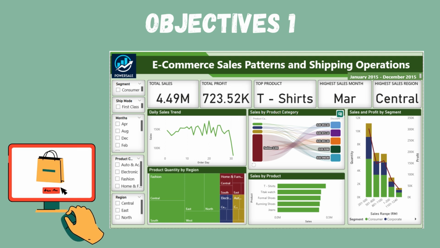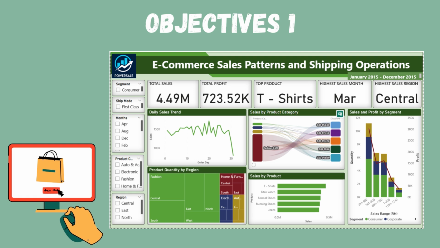It illustrates the product quantity by region, where Central and East regions are leading in product quantity, especially in the fashion category. Finally, to wrap it all up, we look at a horizontal bar chart, which is a comparison chart showing the top 5 products sold. Again, t-shirts stand out, followed by watches, shoes, and jeans.